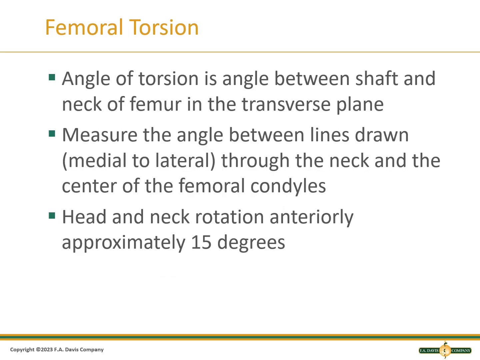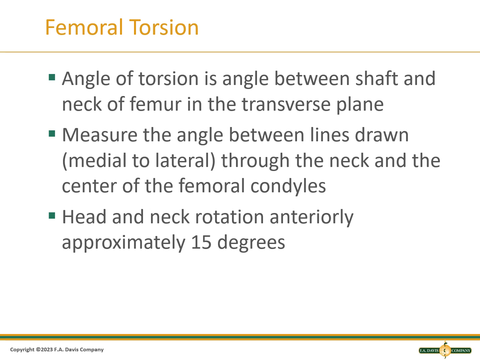Again, because our body is designed to give the most efficient function, we have this torsion feature to our femur, to where the head of our femur sits in a different position comparatively to the shaft. And so the angle of torsion is the angle between the shaft and the neck of the femur in the transverse plane. So we measure the angle between the lines drawn medial to lateral through the neck and through the center of the femoral condyles. And there's a picture of this on the next slide.